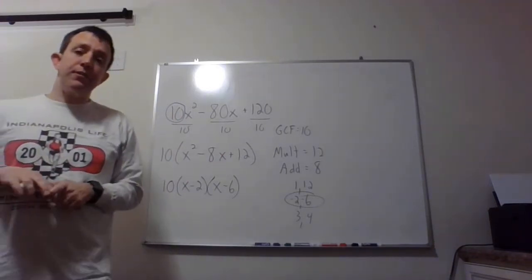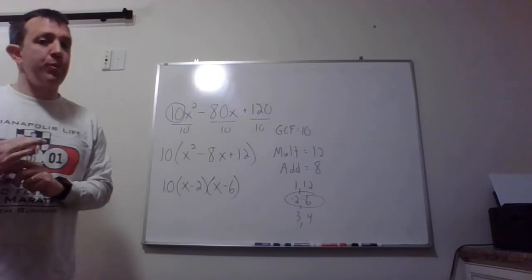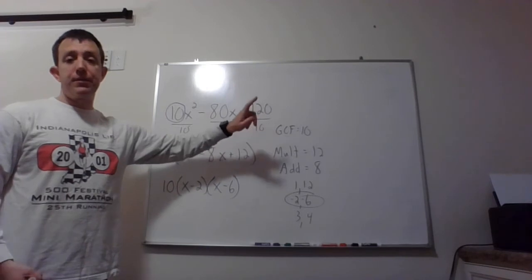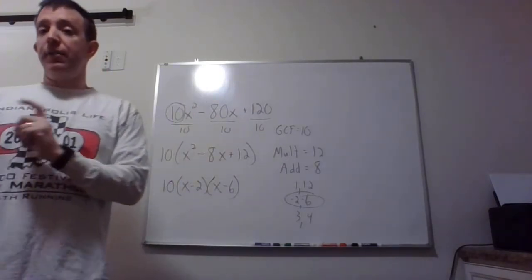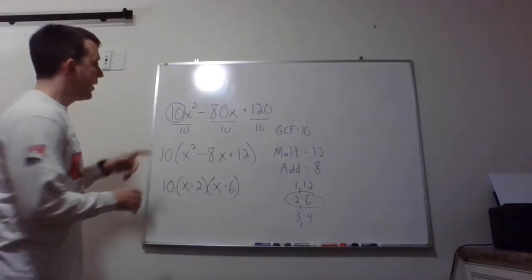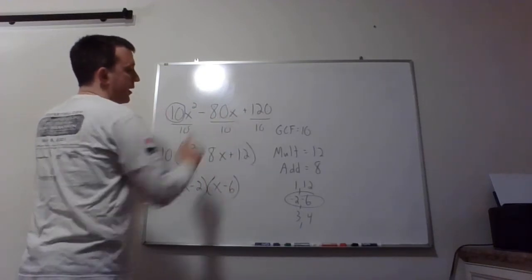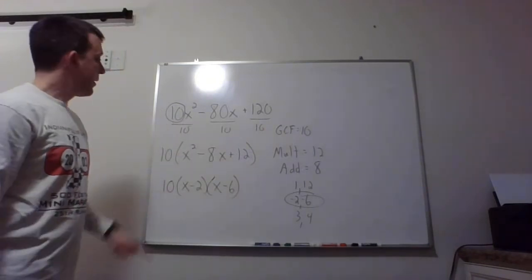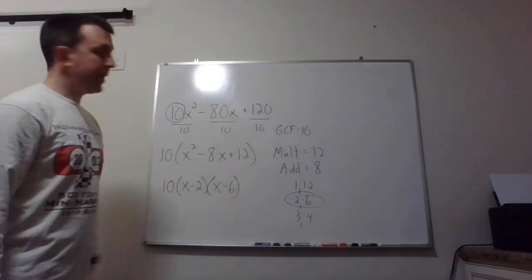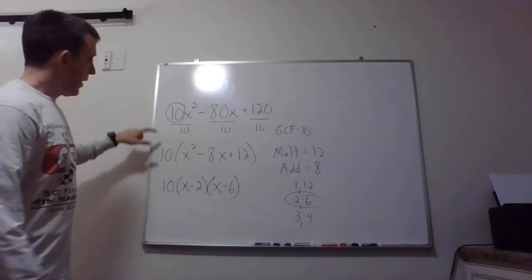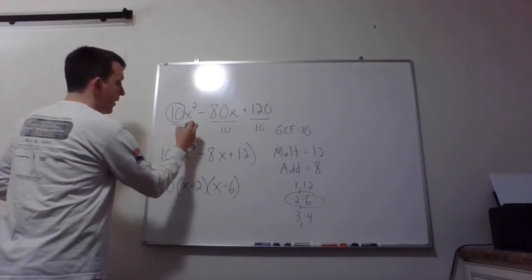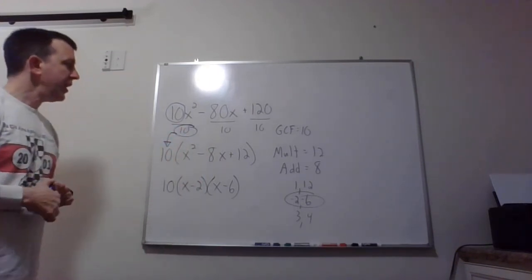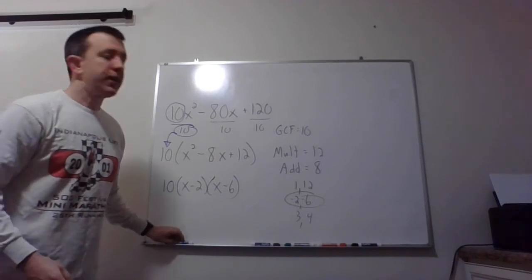So I'm going to remind you of something that I said in this video for section 5.1. Always look and see if you have a greatest common factor. Because if you do, it'll make your life easier and it will make your answer more correct. In this case, 10, 80, and 120 are all divisible by 10. So my greatest common factor is 10. So I divide all three parts by 10. I don't forget to put the 10 out front, right? My common factor always goes in front every single time. I don't forget to do that.